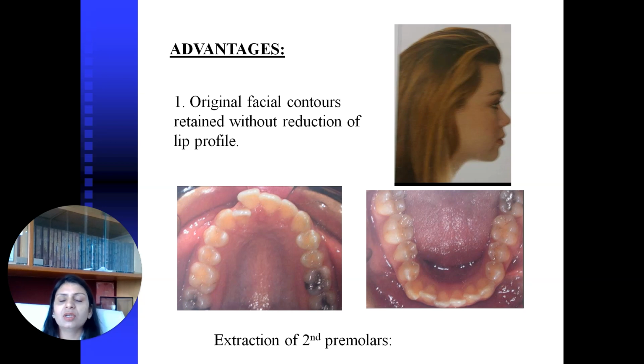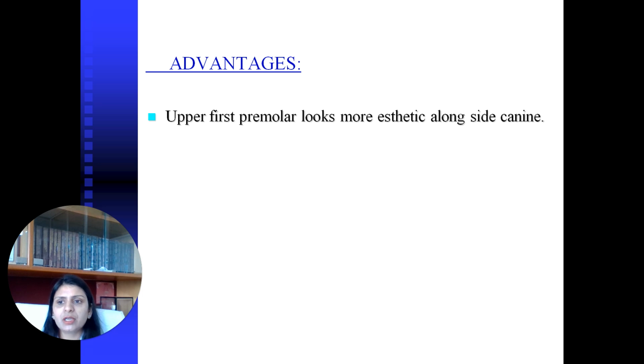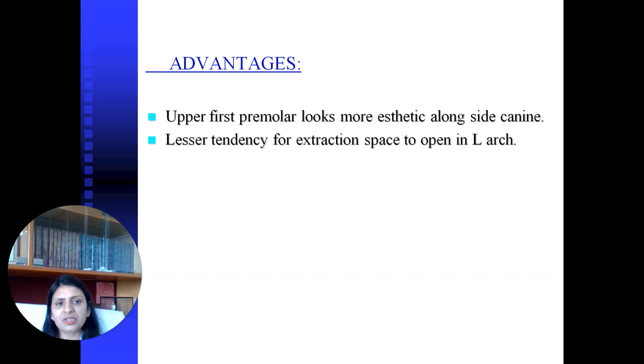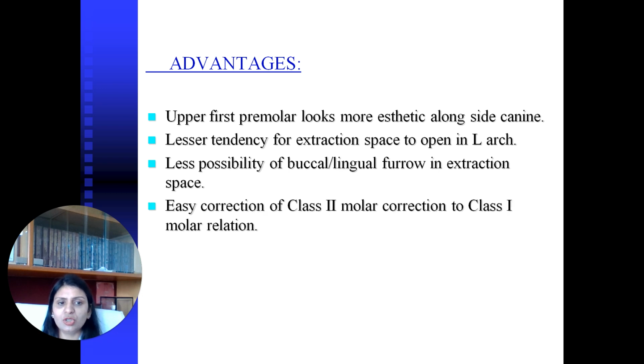So what are the advantages? Original facial contours are retained without the reduction of lip profile, since we are not retracting much in the anterior region, so the profile is maintained. Advantages of second premolar extraction, because the upper first premolar looks more aesthetic, so we should avoid its extraction. Lesser tendency for the extraction space to open in the lower arch. Less possibility of buccal or lingual furrow in extraction space. Easy correction of class 2 molar to class 1. So whenever we want the molar movement, we should prefer extracting the tooth which is closer to the molar, and that is the second premolar.